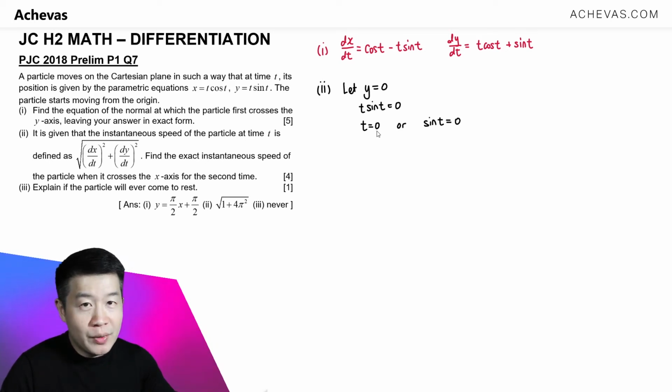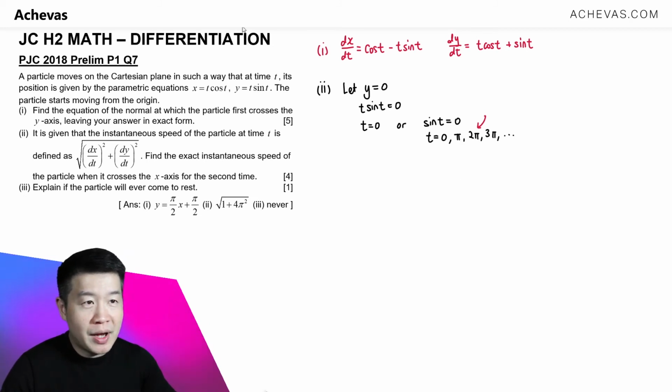We'll be ignoring the time when t is equal to 0, because when t is equal to 0, just like what we have discussed in part 1, that was when the particle was at the origin. So this is not what we are looking for. As for this, t can be equal to 0. Again, this is not what we are looking for, or pi, or 2 pi, 3 pi, and so on. So for this, the second time when the particle is crossing the x-axis will be when t is equal to 2 pi. This was the first time.